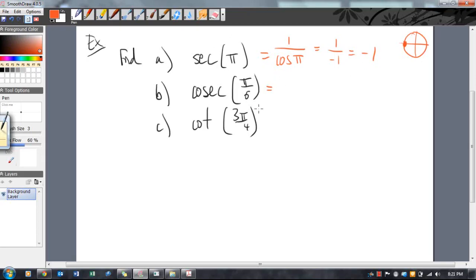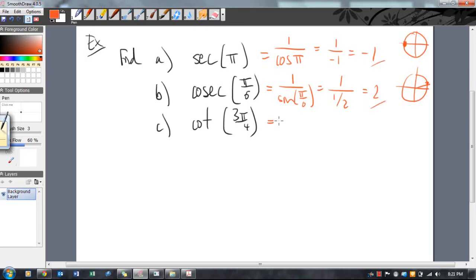Cosec of pi on 6 is equal to 1 over sine pi on 6. So there's my little circle here. Where's pi on 6? It's there. What's the value of sine there? It's a half. So 1 over a half is equal to 2. So the value is 2.